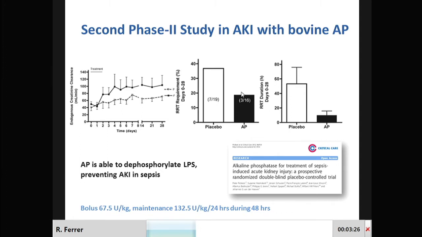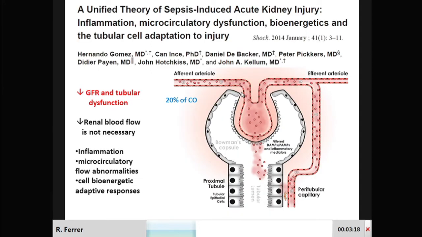In this case, it's bovine alkaline phosphatase, but there is another phase 2 study which is nearly finished using recombinant alkaline phosphatase. So those patients with acute kidney injury have a decrease in the glomerular filtration rate and tubular dysfunction. This is the key feature of those patients. And a decrease in renal blood flow is not always necessary.